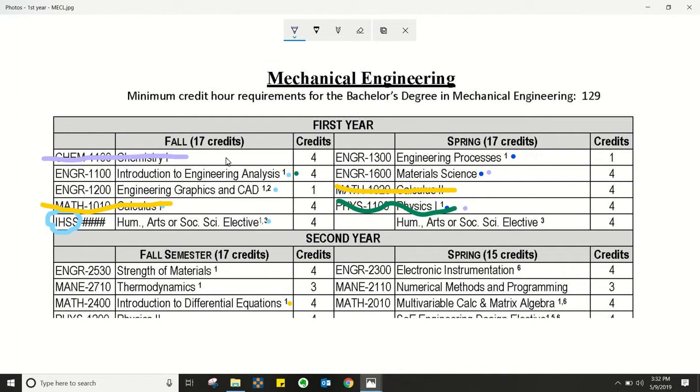If you have AP credit in any Haas courses, I still recommend that you enroll in a Haas class, but try to seek out an IHSS prefixed course specifically. You can find more details about this in the Haas section, as I've mentioned before.